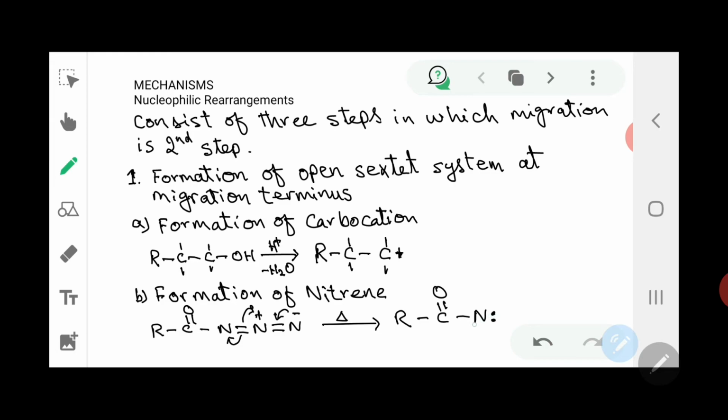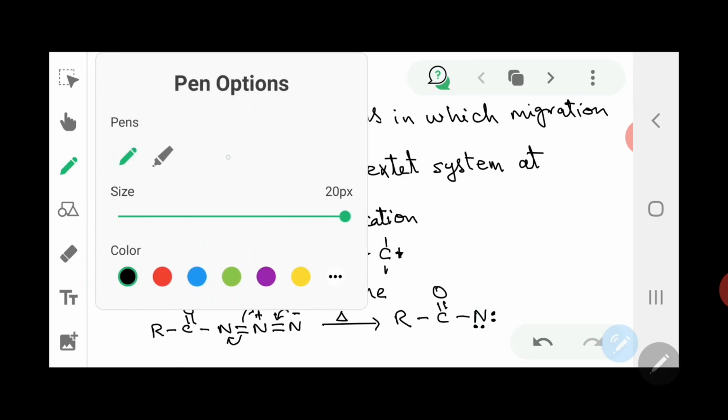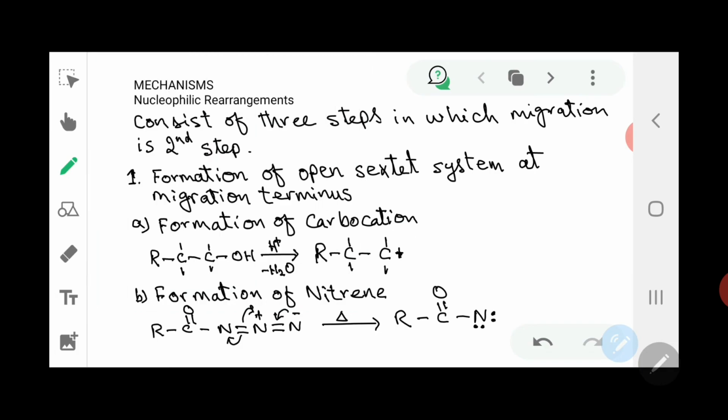Here this nitrogen atom, and in the above carbocation the carbon C positive, both are open sextet systems which contain 6 electrons, and they have the ability to accept the electronic pair of the migrating group, which is a nucleophile.